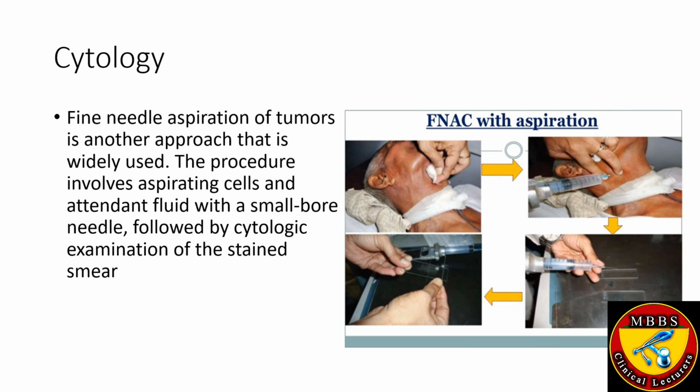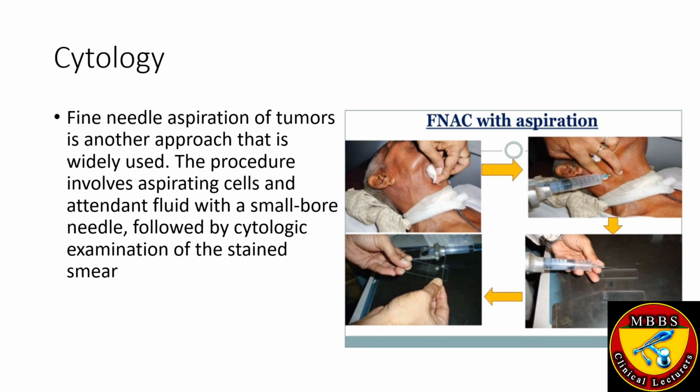In cytology, the aspirate which we take from the tumor is known as fine needle aspiration cytology. The term is FNAC, the fine needle aspiration cytology. There are four pictures given in this diagram. You can see the first one.